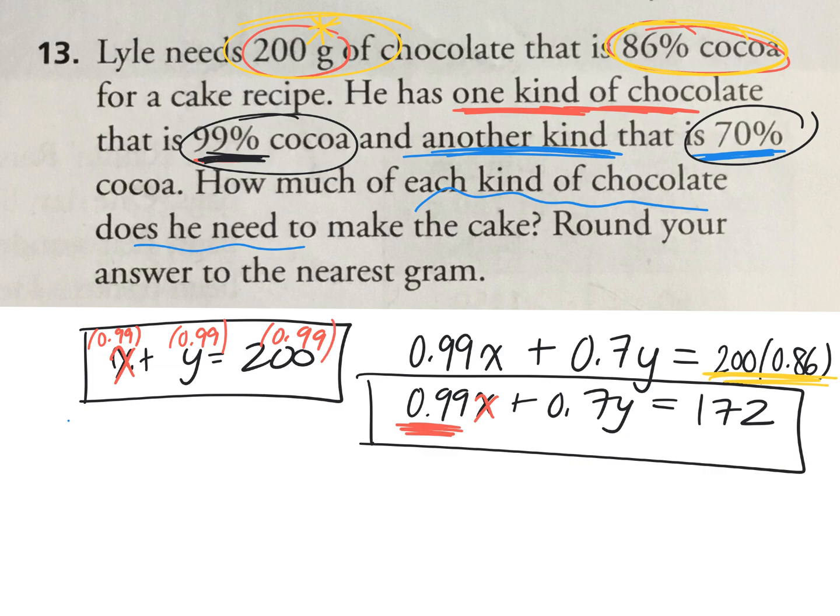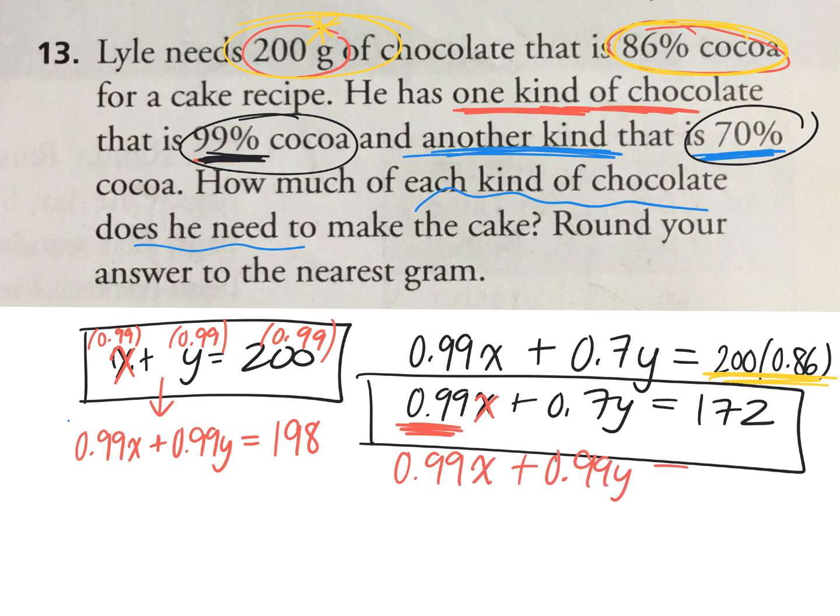It's actually 0.99 times x would be 0.99x plus 0.99y. What's 0.99 times 200? 198. Does everyone understand what I did there? I'm just rewriting the first equation so that I can subtract it from the second equation. I'm just going to write it underneath, and I'm going to subtract these two equations, right? If I make the coefficients the same, then when I subtract, 0.99x take away 0.99x is 0x, which is 0.